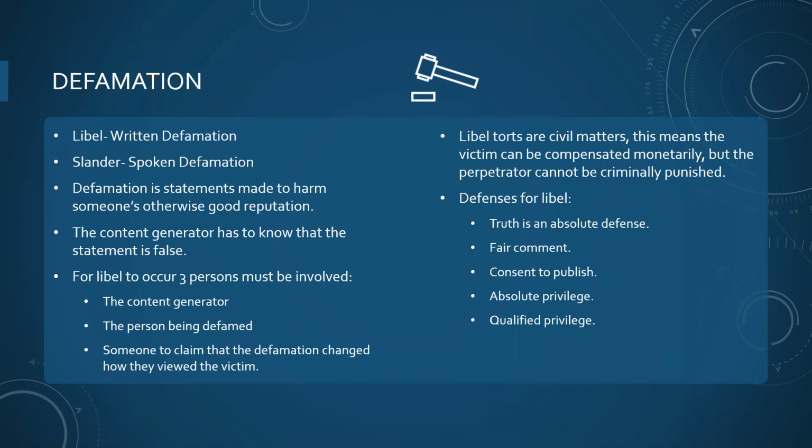Next is consent to publish. Consent to publish is when an individual allows you to publish something, and then when they realize, oh wait, I shouldn't have said that, that's not good, they can't take it back. There's no backsies. So if someone gives you consent to publish, even if it ends up defaming or harming their reputation, they've given you that authority to do so, and so you don't have a libel case.